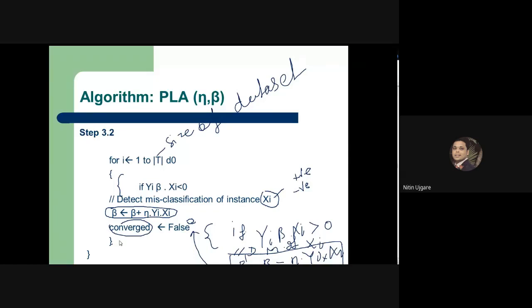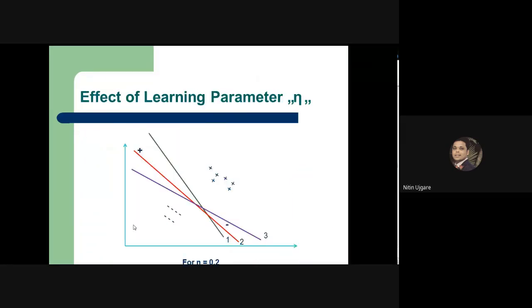This converge variable will play an important role in this perceptron learning algorithm, as well as updating the weight of the coefficient vector beta. These are the two important points. We'll see what is the effect of the learning parameter. Let's say that these are the three different decision boundaries that we have drawn.